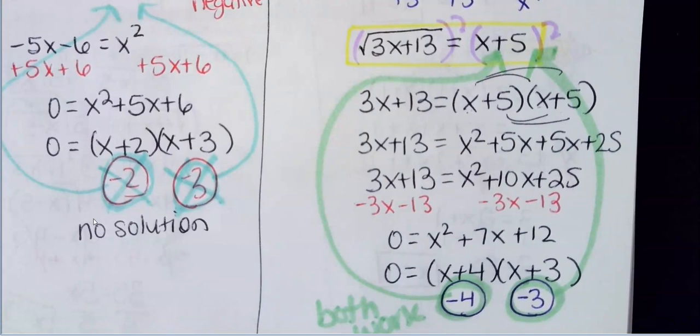The last one, neither one of them worked. They were no solution. And then the first problem we did like this, one worked and one didn't. So you just got to make sure you don't have a square root equal to a negative. As long as you don't have that, you're good.